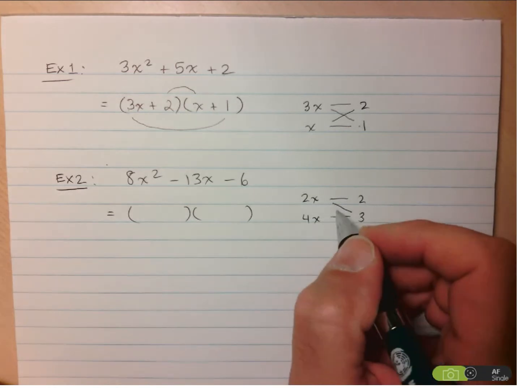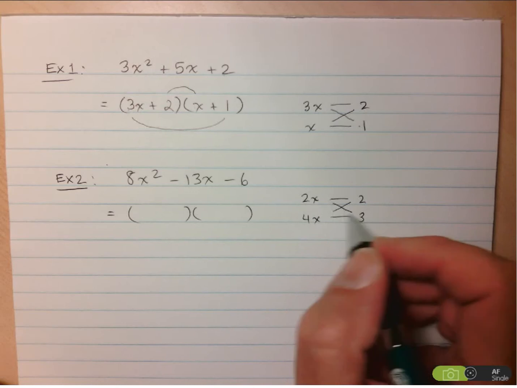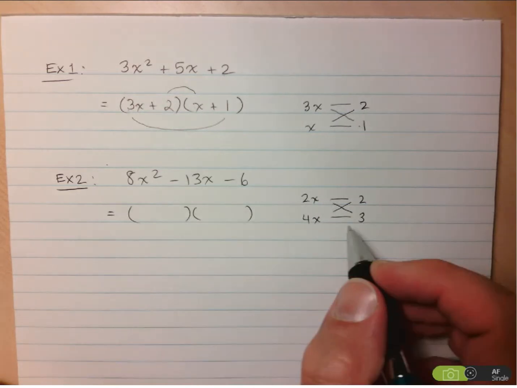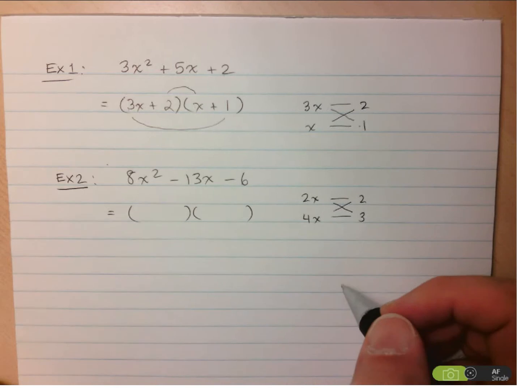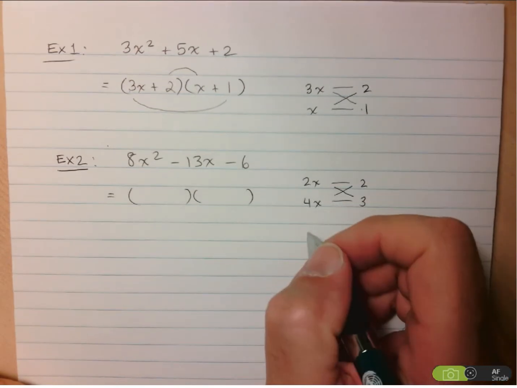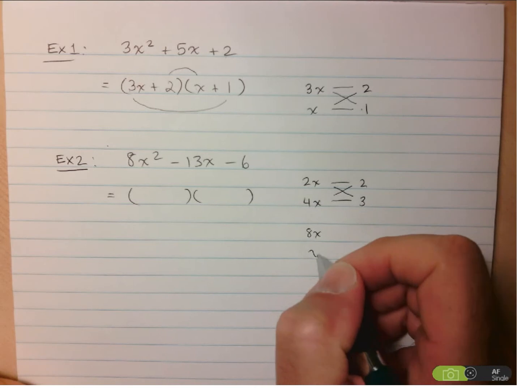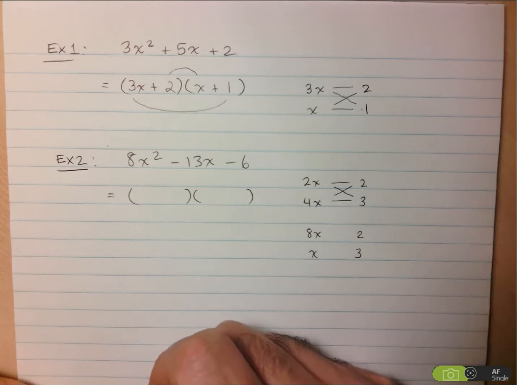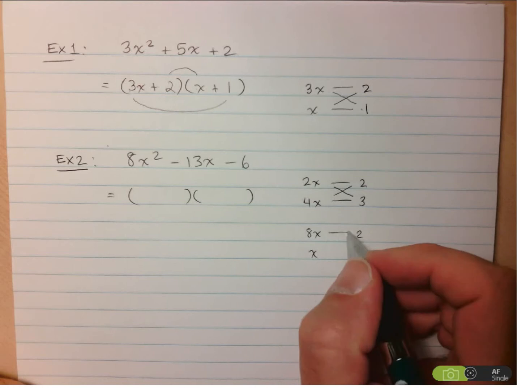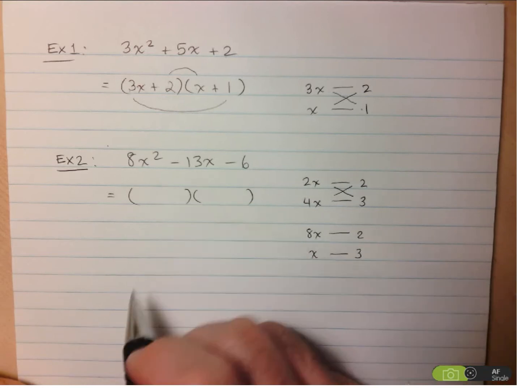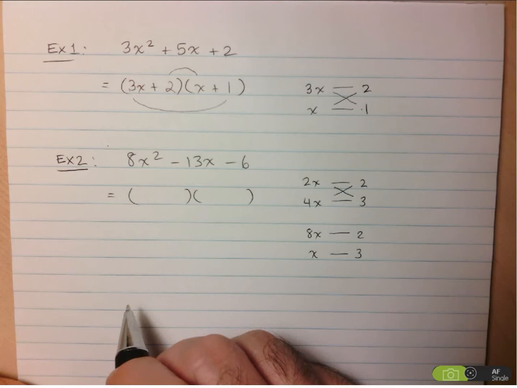Let's try diagonally. 6x, 8x. Again, no way to get to 13. So this combination won't work. Let's try another combination here. Instead of 2 and 4, let's try 8x and 1x. And I'll keep the 2 and 3. See where that takes me. So here, let's try across. We have 16 and 3. That is promising, because that could bring us to 13.